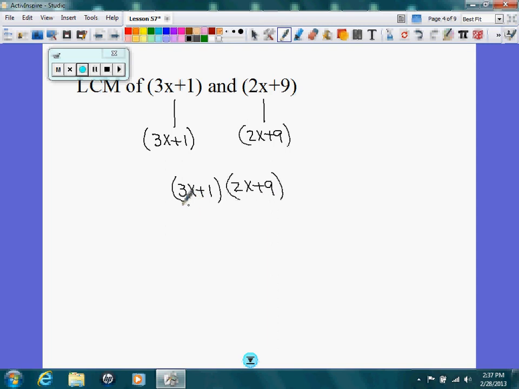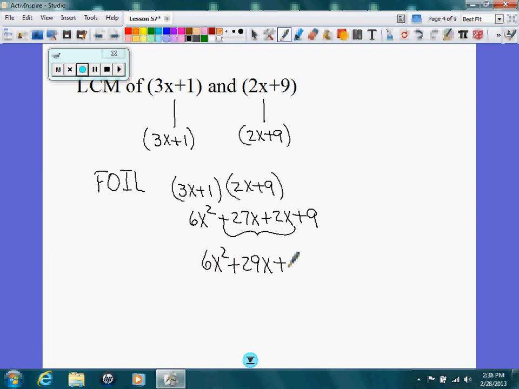So we do this by FOIL. Remember FOIL, F-O-I-L. F stands for first times first. I believe that would be 6x squared. Outer times outer would be 3x times 9, which is plus 27x. Inner times inner would be plus 2x. And last times last would be plus 9. We have some like terms here that we can add. So our least common multiple of these 2 binomials would be 6x squared plus 29x plus 9. Doesn't look very least common multiple-y, but that's what it is.